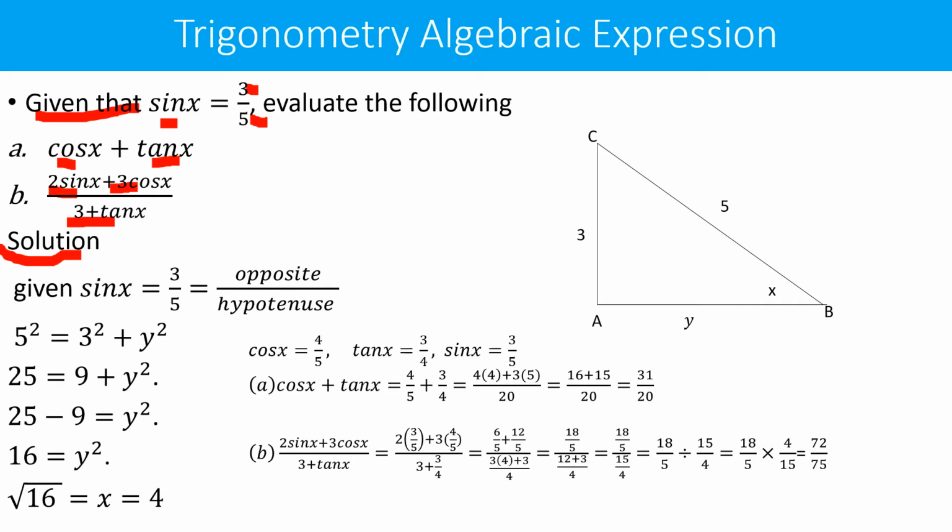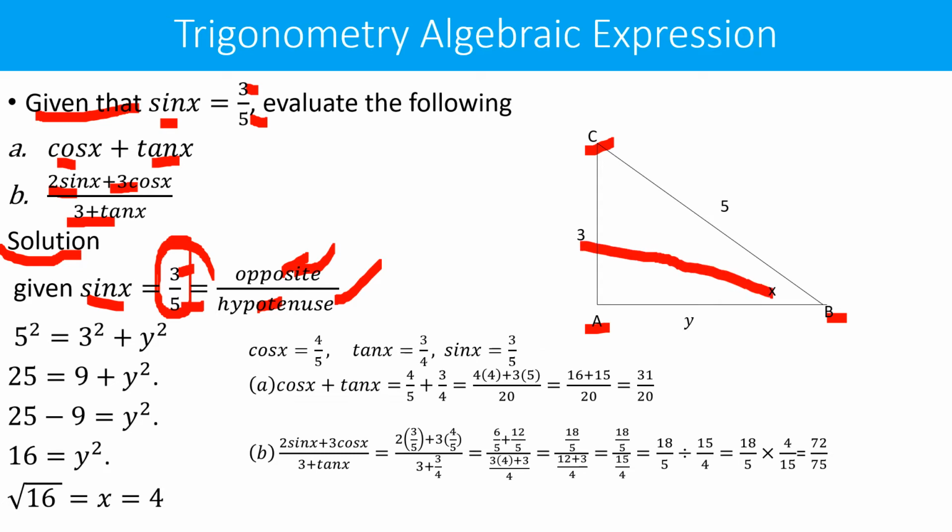So we have been given sin x, which is 3 over 5, and we know that sine is opposite over hypotenuse. So we draw a right angle triangle A, B, C. Then you label it according to the one given to us, sine is 3 over 5. Opposite is 3, hypotenuse is 5. So you put any letter here. So the one facing here is 3, then hypotenuse is 5. So you have to look for this side, so you label it y.